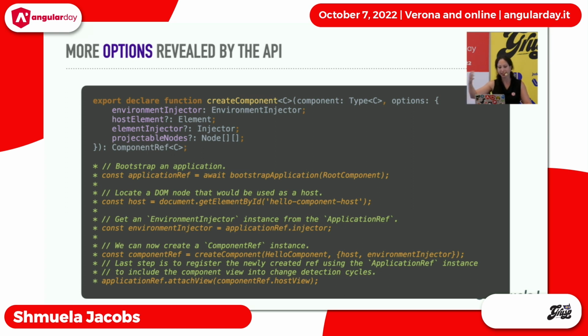So you bootstrap the application and then you get an element by its ID, like document get element by ID, and you get the injector, and then you create a component, you get a component reference to it, and attach it to the view. So this is what happens behind the scenes when you use the view container ref. Okay, most of these steps. Again, it's in the documentation of the API. You can find it, and if there are any updates, you will see the updates there.